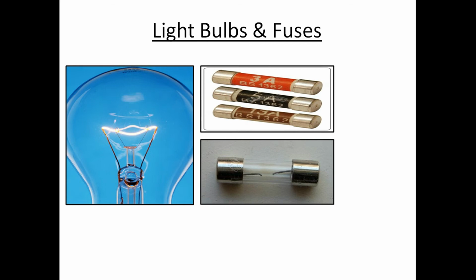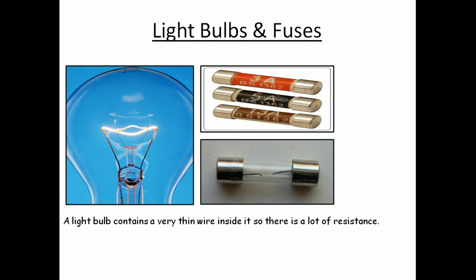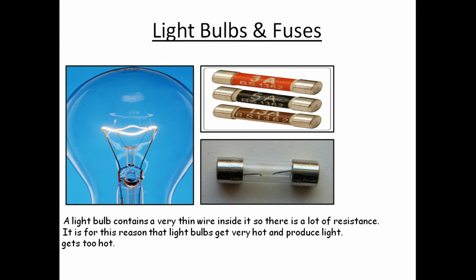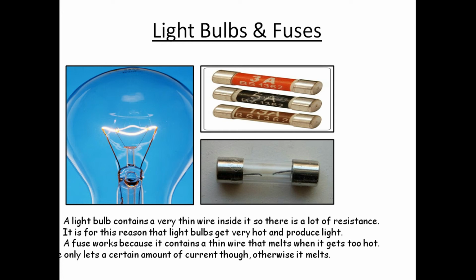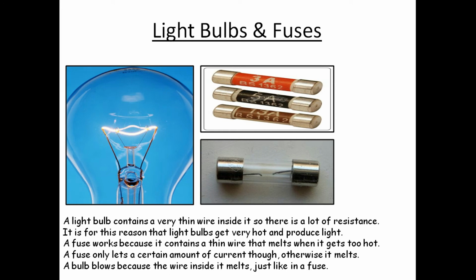Light bulbs and fuses, this leads to quite nicely onto. A light bulb contains a very thin wire inside it, so there is a lot of resistance. It is for this reason that light bulbs get very hot and produce light. A fuse works because it contains a very thin wire that melts when it gets too hot. A fuse only lets a certain amount of current through, otherwise it melts. A bulb blows because the wire inside it melts, just like with a fuse.